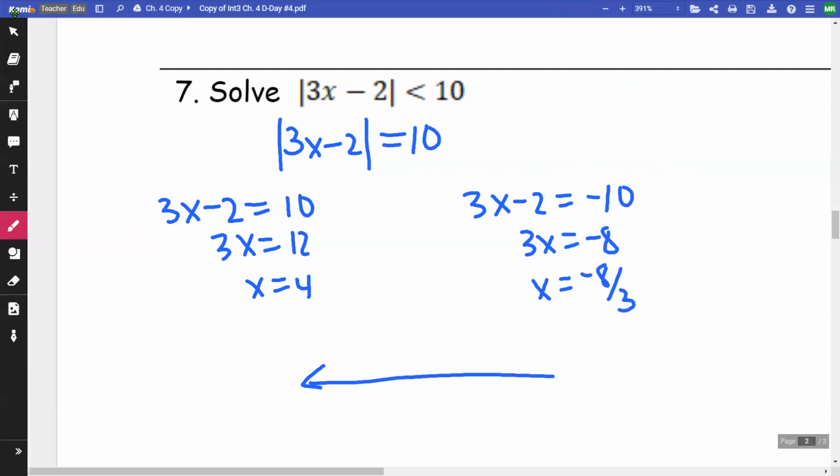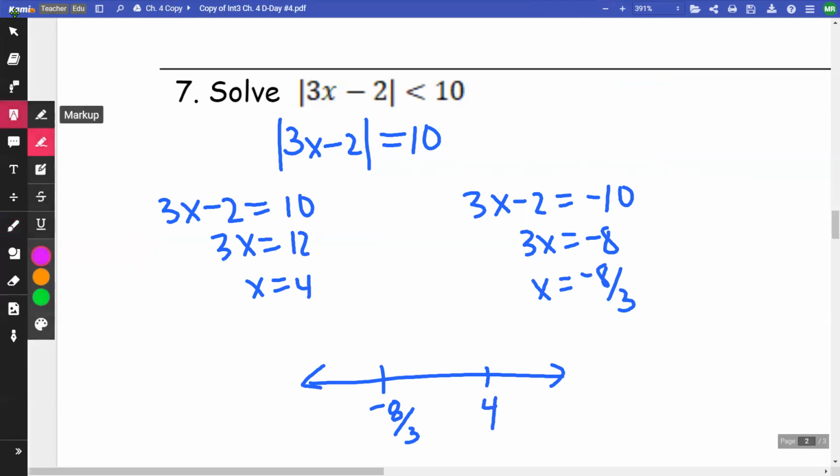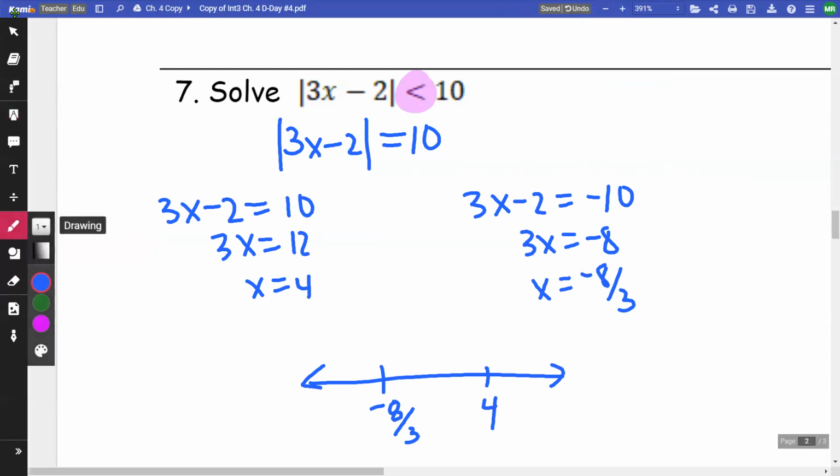So I'm going to have my number line. I'm going to have my -8/3 and my 4. I look back at the original problem. I want it to be strictly less than. So that means they're going to be open circles. Okay. Open circle, open circle. I need to decide if I'm going to shade in between or outside.